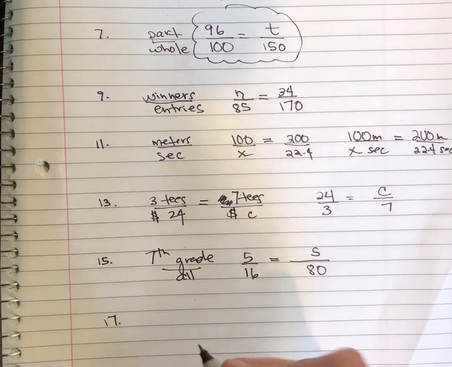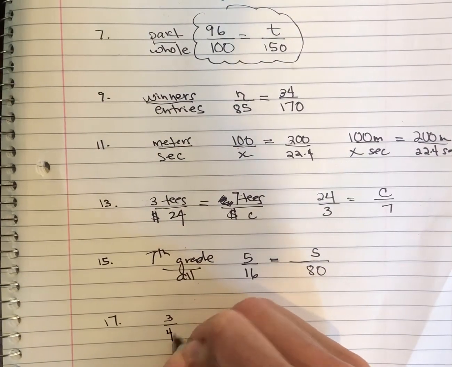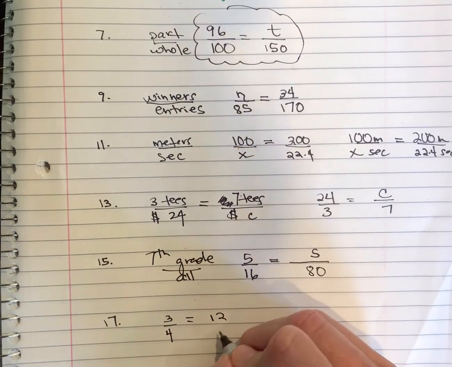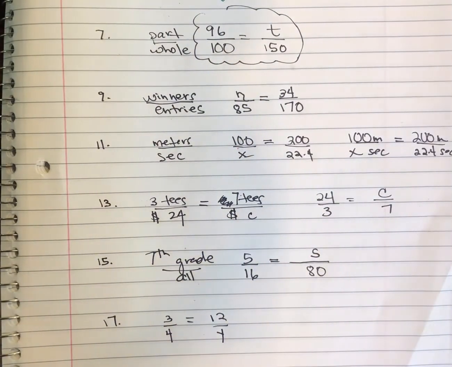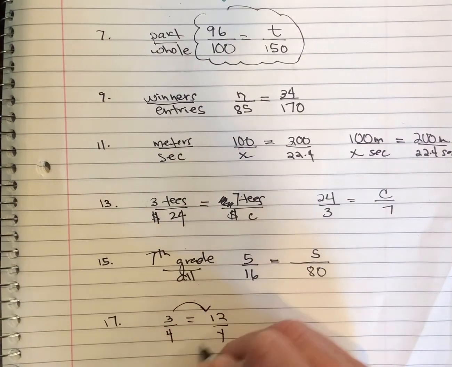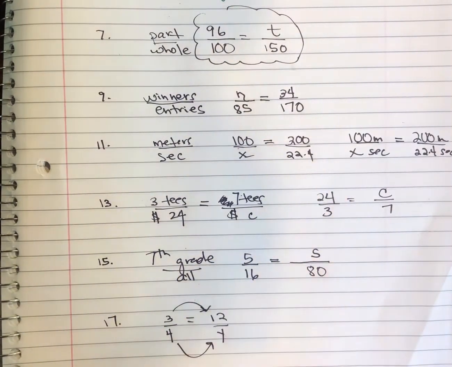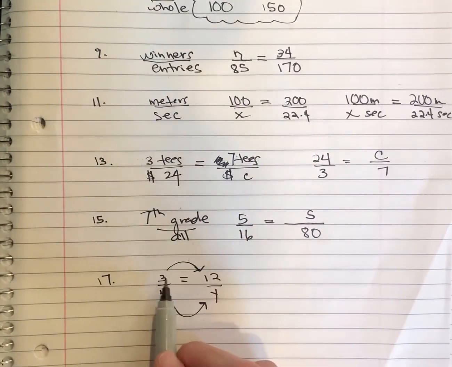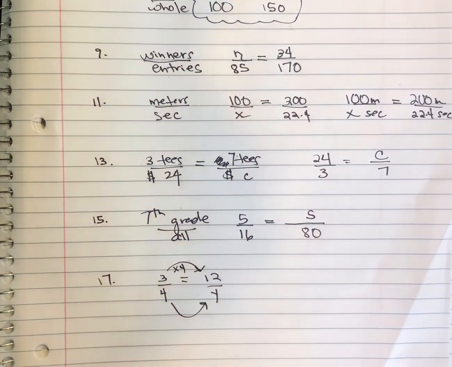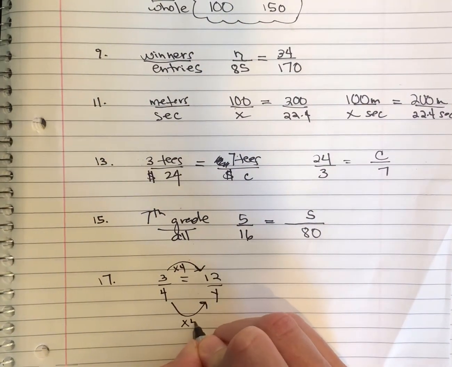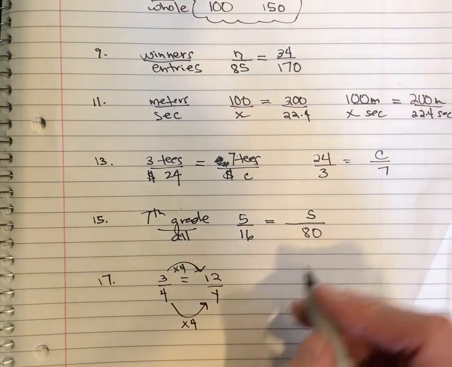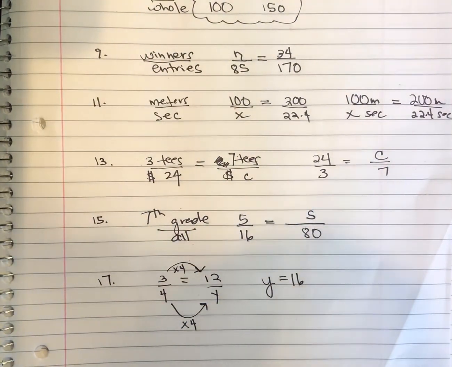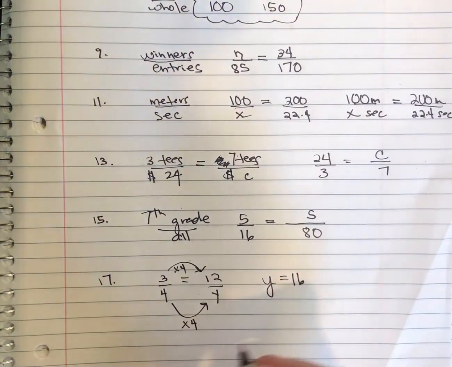17, now we're solving. Nothing really too fancy about these proportions that we're solving. We just need to figure out the value for y. And I think in this case, the easiest way to do it is just to think of these as finding that equivalent ratio. We did this in a ratio table earlier in the year. We get to 3 to 12 by multiplying by 4. So do the same thing to the denominator. 4 times 4 is 16. So y has a value of 16. Okay?